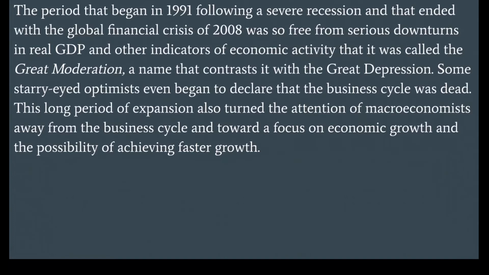This long period of expansion also turned the attention of macroeconomists away from the business cycle and toward a focus on economic growth and the possibilities of achieving faster growth.